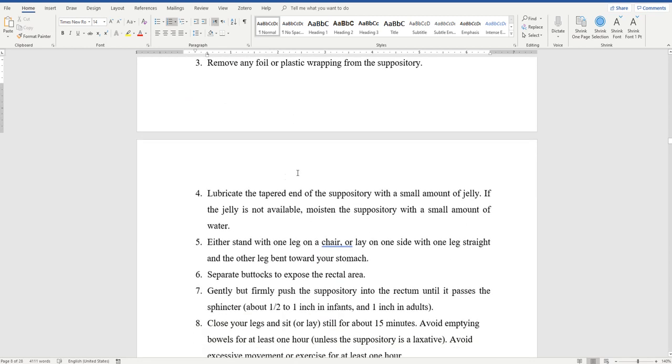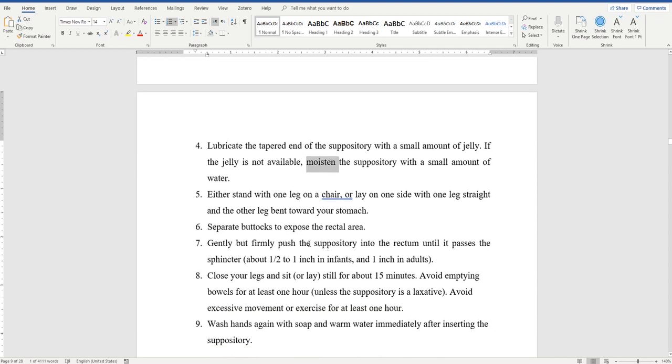Don't just go and insert the suppository directly. Lubricate the suppository so it will not be painful when it's inserted. Lubricate it either with a small amount of jelly, or if that's not available, just moisten it with a little water. Then you can do one of two things. One, stand with one leg while the other leg is on a chair, and then insert the suppository. Or you can lie down on one side and straighten one leg, keeping one leg straight while the other is bent, and then insert the suppository.